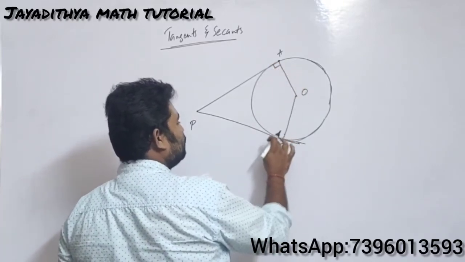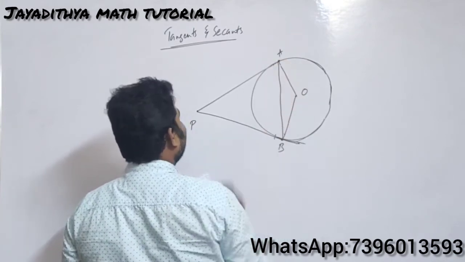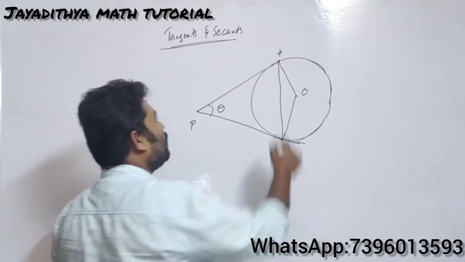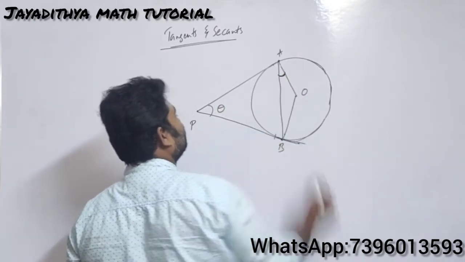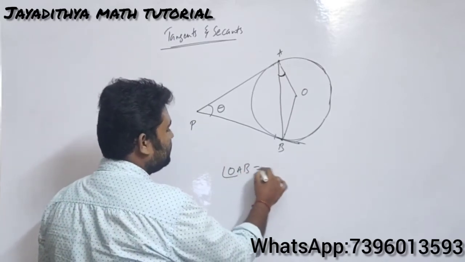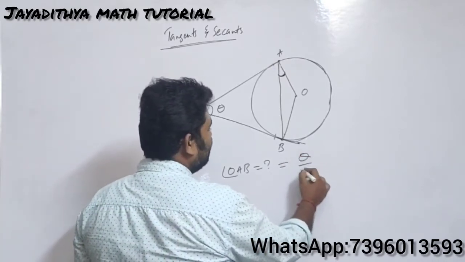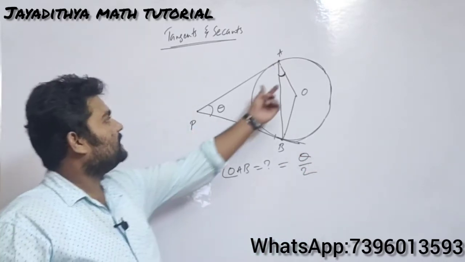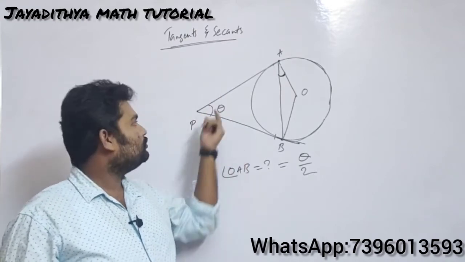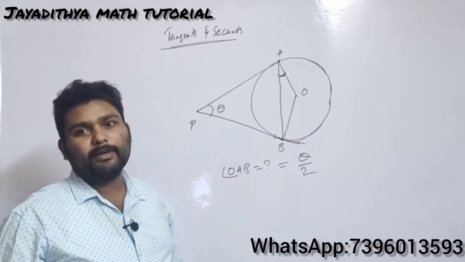But here the question is, if I take an angle theta here, what will be the angle OAB? That is the question, so you remember this one. This will be theta by 2. That angle will be half of the angle where the tangents are inclined. Here the angle is called the angle of inclination for the tangent. So you should remember this one also.